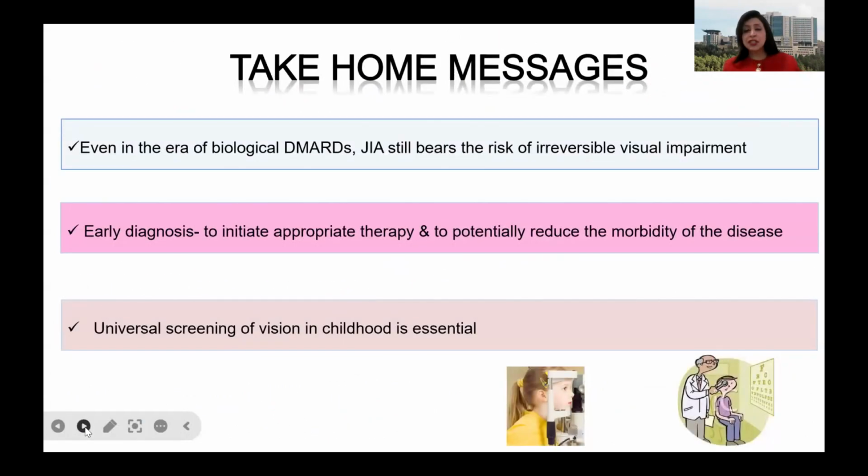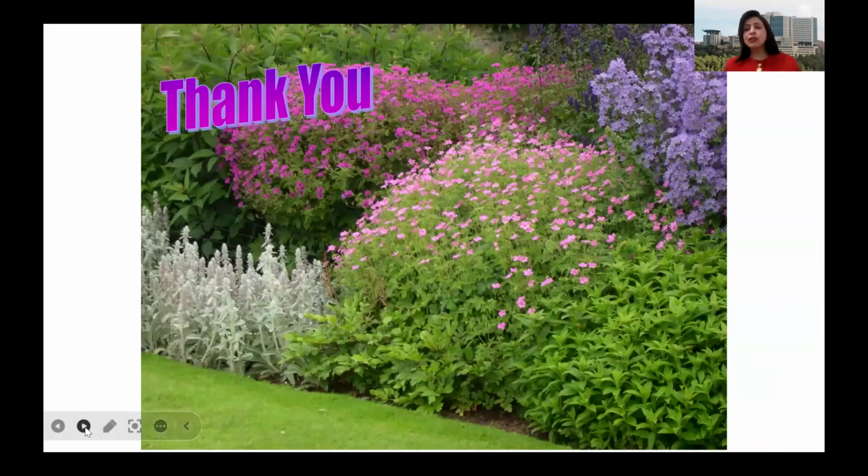So the take-home messages are that even in the era of biologic DMARDs, JIA uveitis still bears the risk of irreversible visual impairment. Early diagnosis is essential in order to initiate appropriate therapy and to potentially reduce the morbidity of the disease. And more importantly, universal screening of vision in childhood is essential. And I would like to thank you very much for your attention.